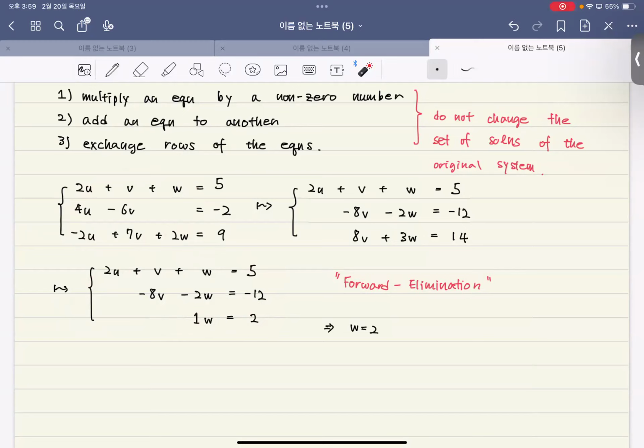Then I plug W equals 2 into the second equation. And V has to be what? 1? Yeah, V must be 1. Now I have W and V. Plugging these numbers into the first equation, U has to be 1. And in this way, I have a solution. This last step, starting from the upper triangular shape and finding the solution, is called the back substitution.